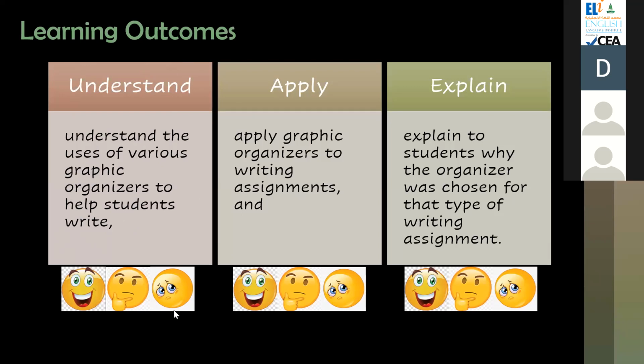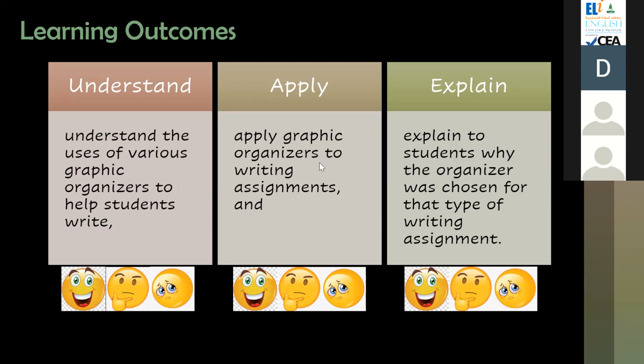The last one is, I really want to do more research on this. I'm not sure. So think about where you would put yourself on where we are on that.